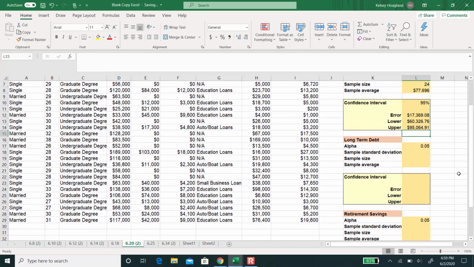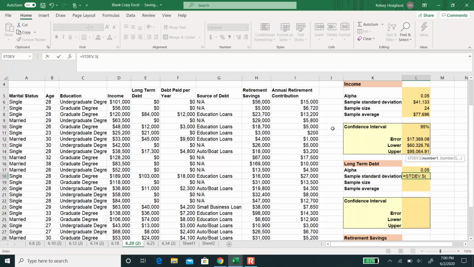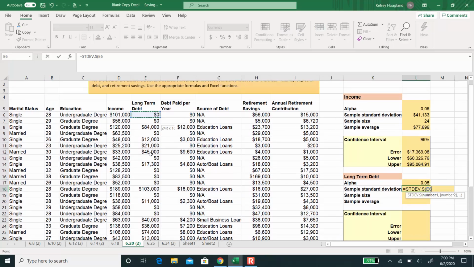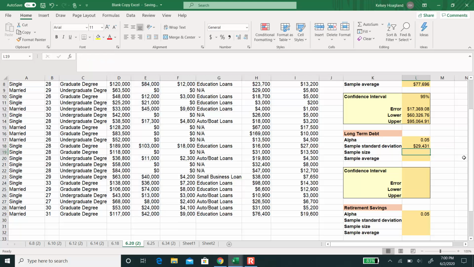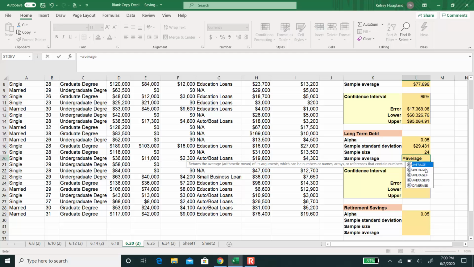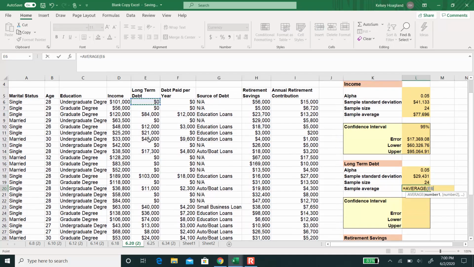Now we'll do the same thing but for long-term debt. So we'll do the sample standard deviation equals STDEV sample. This is for the long-term debt, so highlight everything. Doesn't matter that it has zeros in the column. 29,000. And now the sample size is the same for this one too. It's 24. Now we'll do the average again, which is just average. And then we highlight long-term debt.